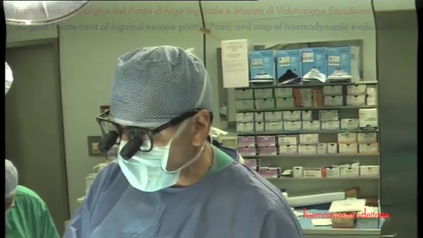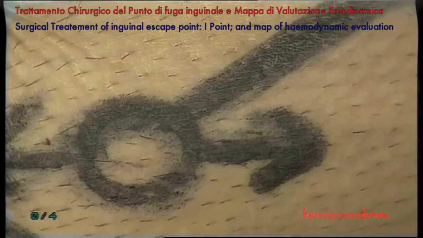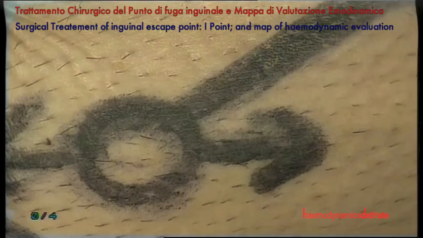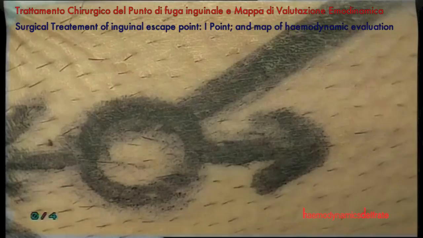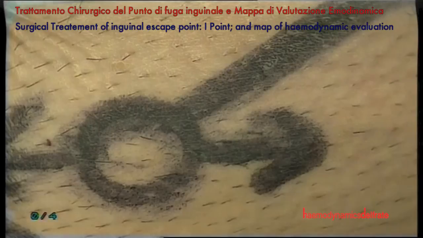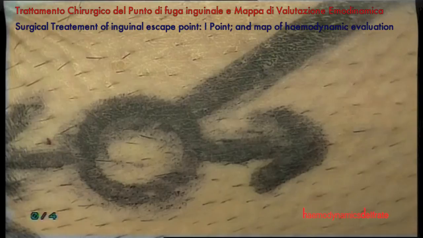This is the image of an entry point, an access to the left inguinal point. You are going to see now an entry point. This is a patient, a woman, who has already undergone four surgeries. One stripping: the stripping of the left saphenous vein.